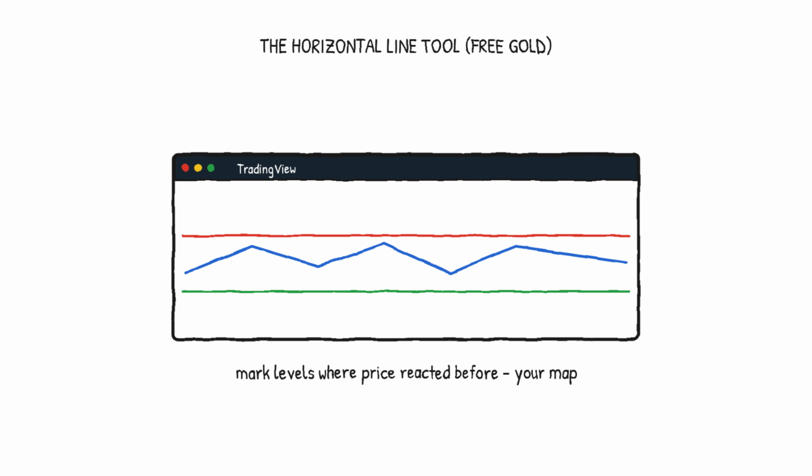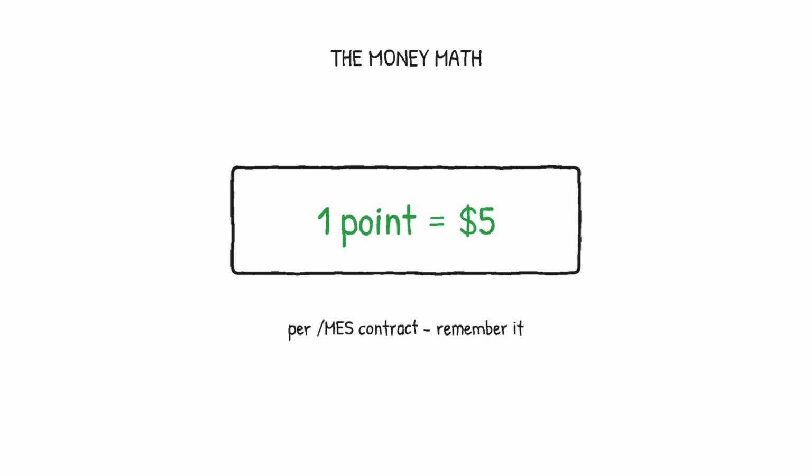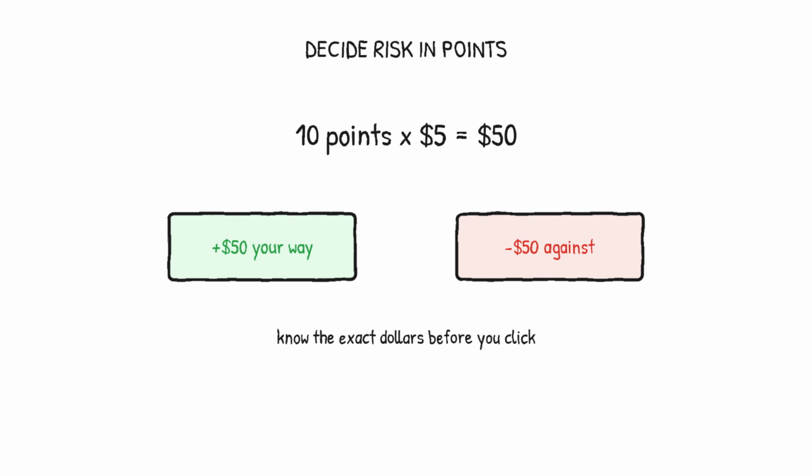Now, the money math, because futures confuse people here. The MES moves in points, and on the micro S&P, 1 point is worth $5 per contract. Remember that. 1 point is $5. So if you buy one MES and it moves 10 points your way, that's $50. 10 points against you is $50 lost. Now you can decide your risk in points before you ever click. And now, the exact dollars.